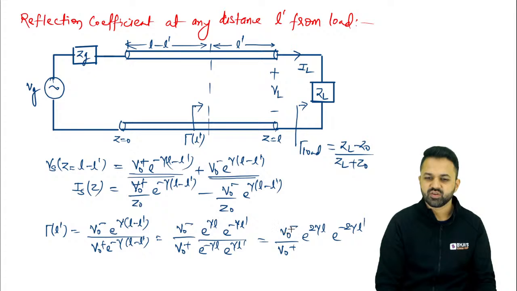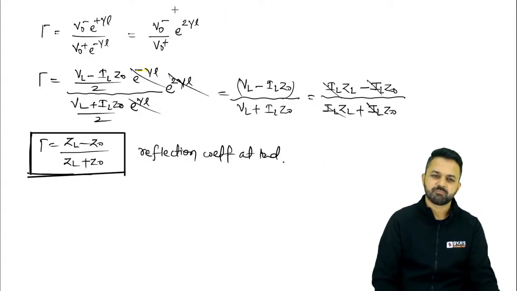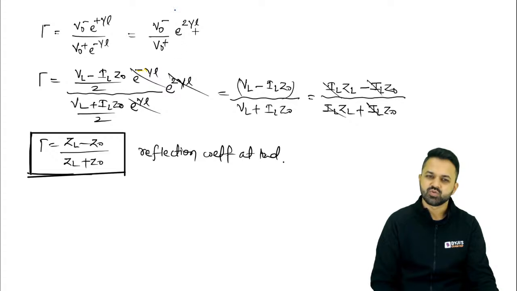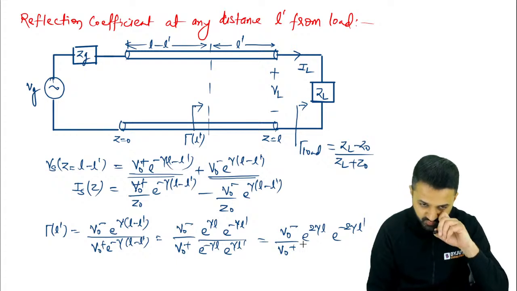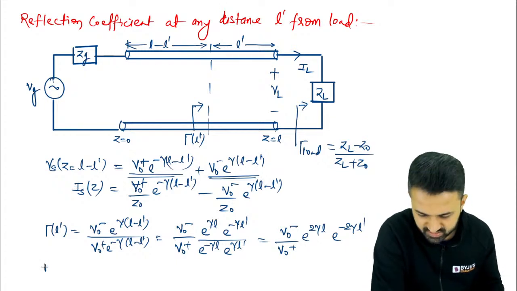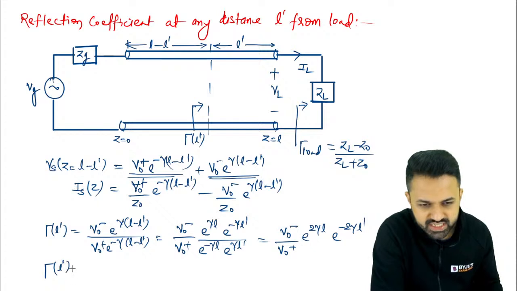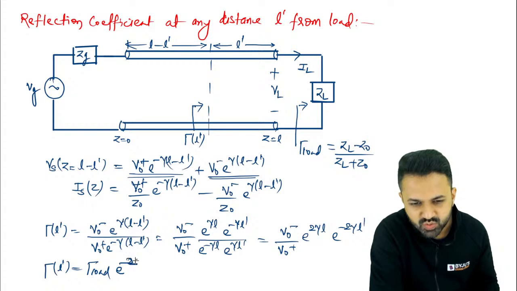So V naught minus divided by V naught plus, e to the power plus 2 gamma L, is nothing but the reflection coefficient at the load end. So this part is nothing but the reflection coefficient at the load end. So now we can say that gamma L dash is nothing but the reflection coefficient at the load end times e to the power minus 2 gamma L dash.